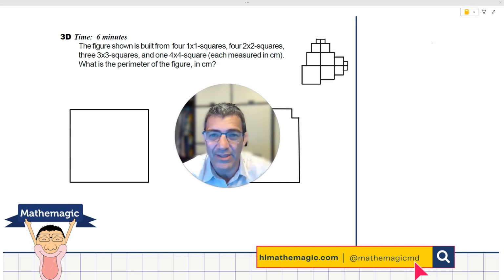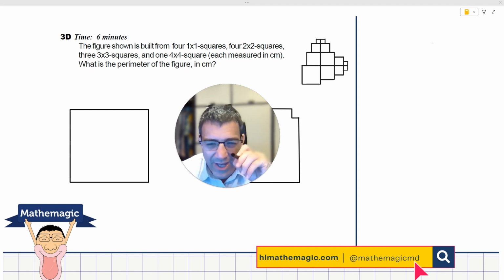Today we're going to look at this wonderful question 3D, which was a Math Olympiad question from the elementary and middle school Olympiads in 2011. Shout out for the kids at the Harbour School of Hong Kong for doing this question with me today. And I'm going to show you a neat trick to do this question a lot faster than by just counting all the sides. So let's get into it.